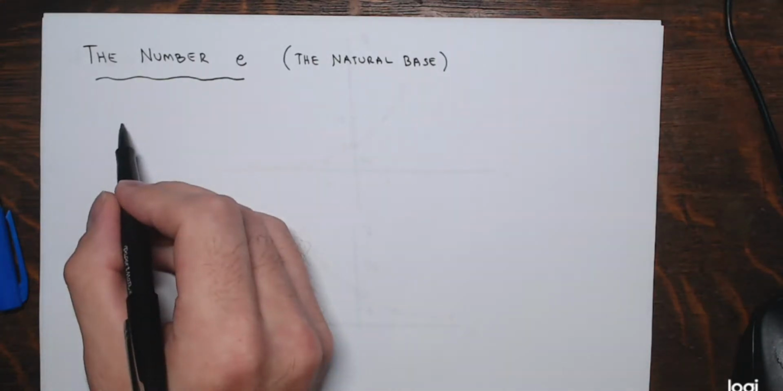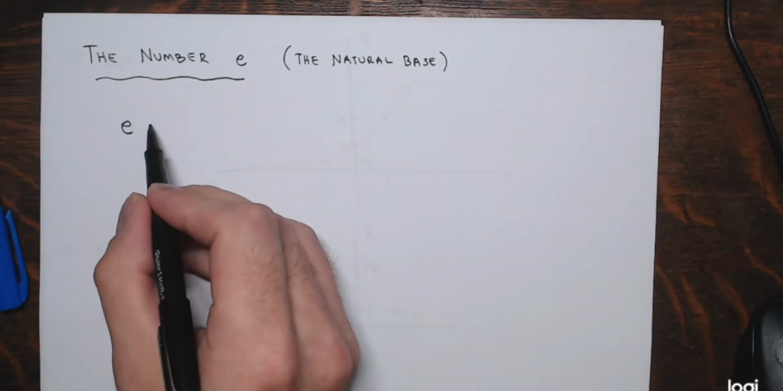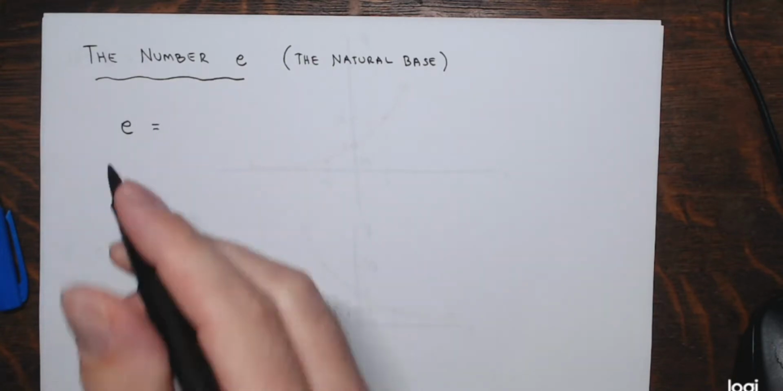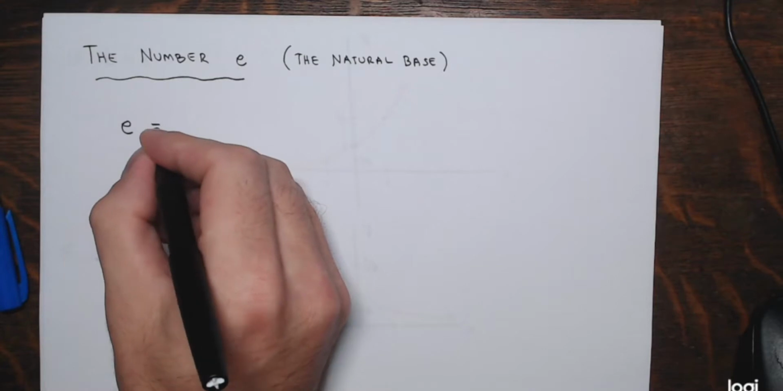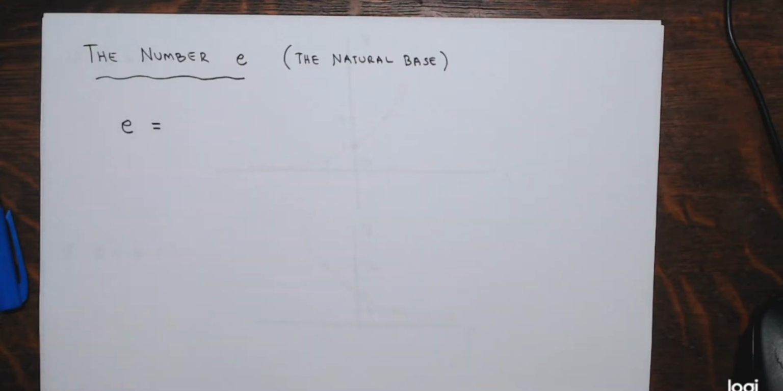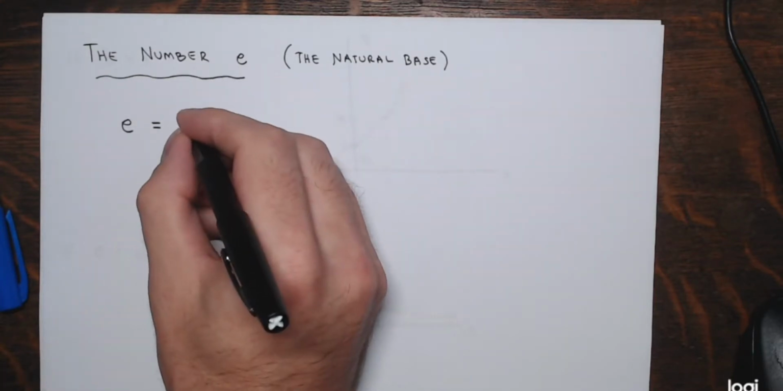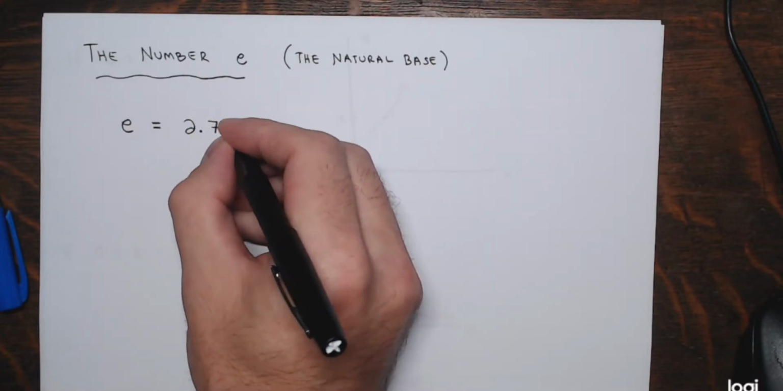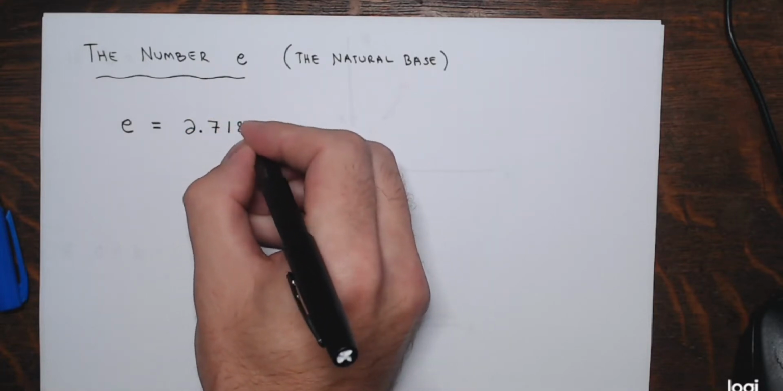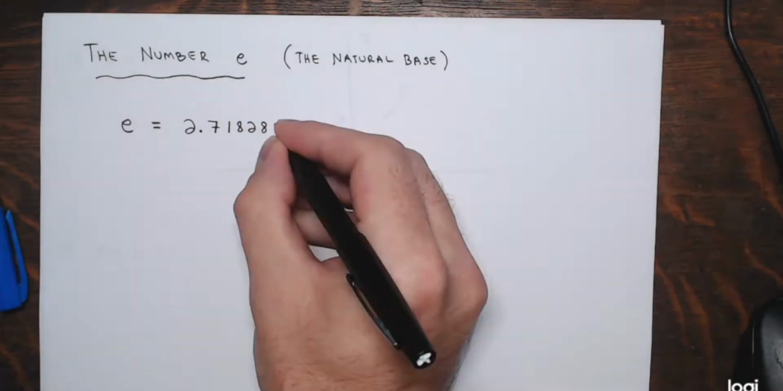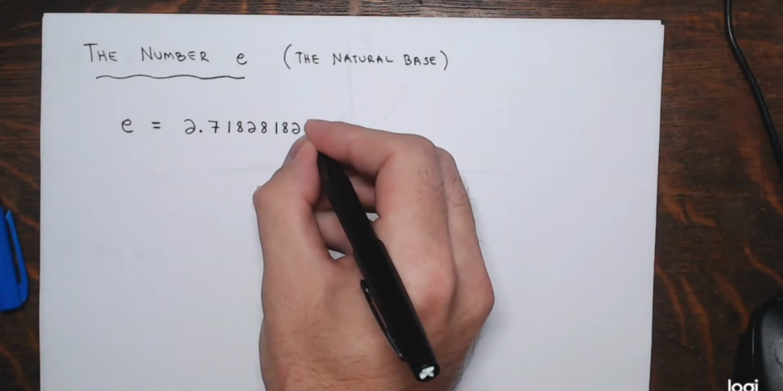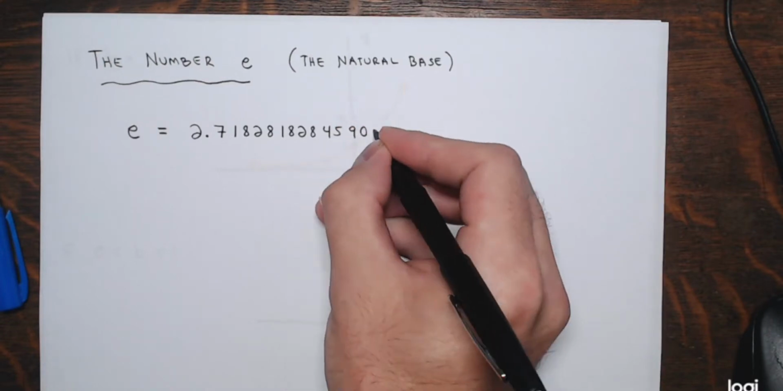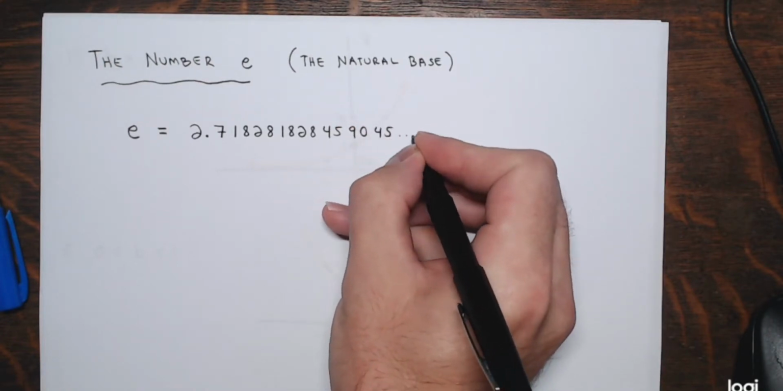All I need you to know is that e is an irrational number, so its decimal goes on forever without ending and without repeating. e is 2.7 1828 1828 459045, dot dot dot.